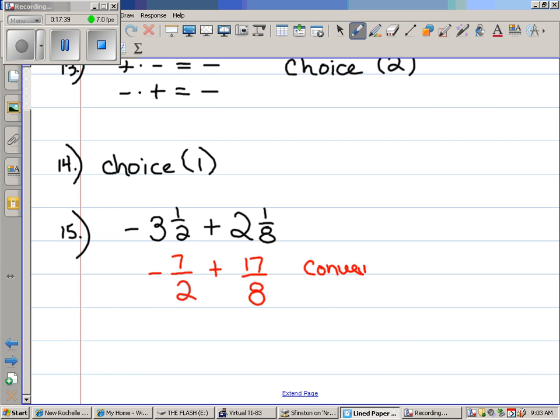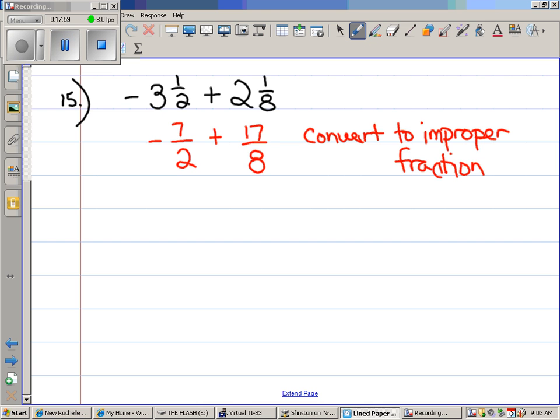Convert to improper fraction. The next step, what are we going to do? Why can't you add these two denominators? They're different. We've got to create equivalent denominators. And so what is the least common multiple of 2 and 8? 8. And what would you have to multiply the thing on the left by to get to be 8? Multiply it by 4.